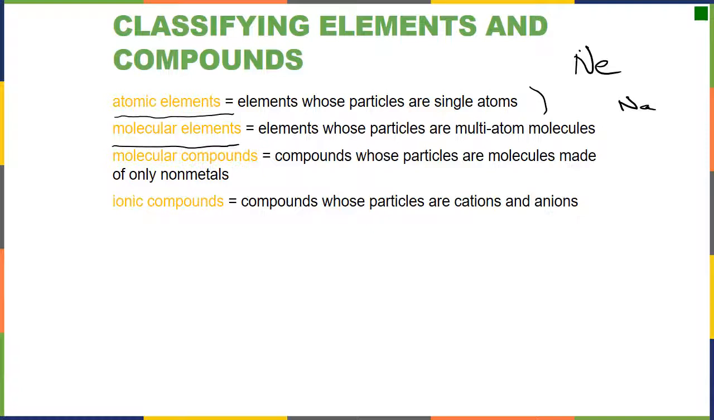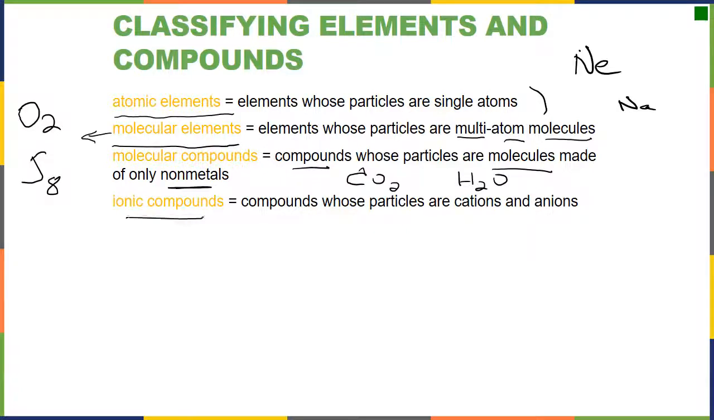Molecular elements are those that exist as multi-atom molecules in that they're neutral and they're going to be made mostly of nonmetals, and we're looking at things like oxygen or sulfur held together by covalent bonds, and they're multi-atom molecules. Now, molecular compounds are going to be compounds whose molecules are made entirely of nonmetals. Again, these are going to be neutral, and these are things like carbon dioxide or water.